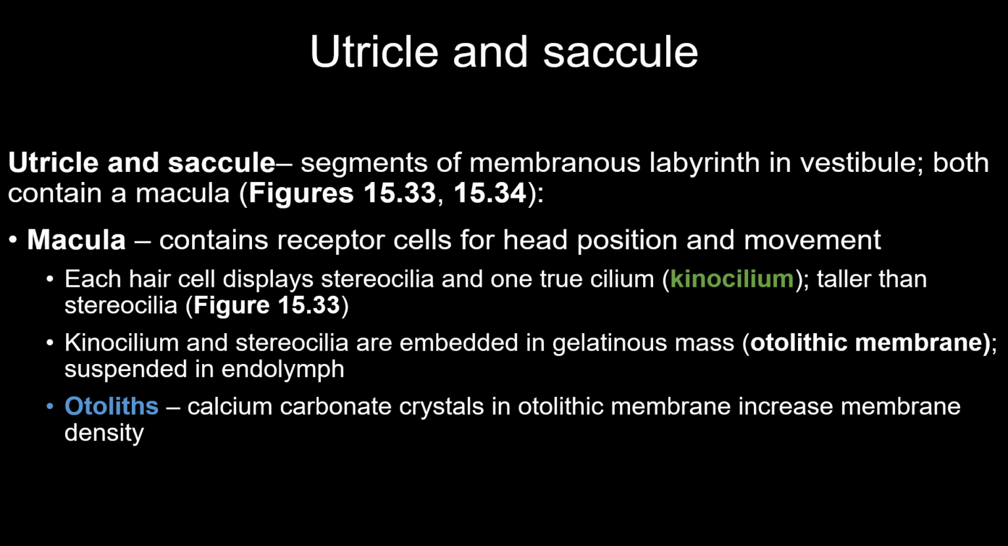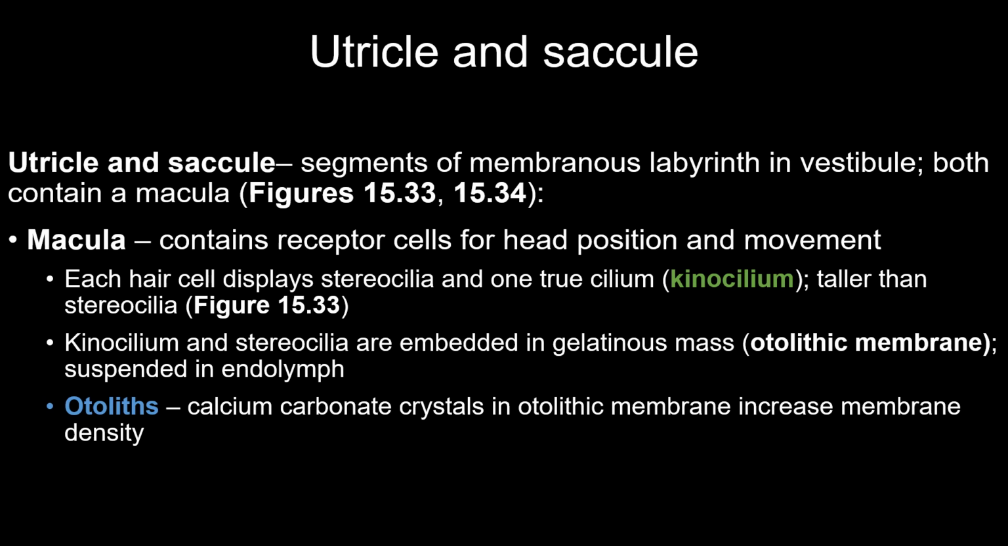position and movement. And these receptor cells are essentially hair cells, very similar to the ones found in the cochlea, except that each cell contains stereocilia as well as one true cilium called a kinocilium. And this is going to be taller than all of the other stereocilia that are present. And the stereocilia and the kinocilium are all embedded in a gelatinous mass known as an otolithic membrane. Okay, and this otolithic membrane is suspended in the endolymph of that chamber.